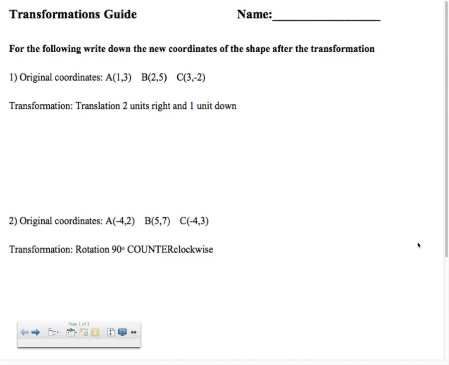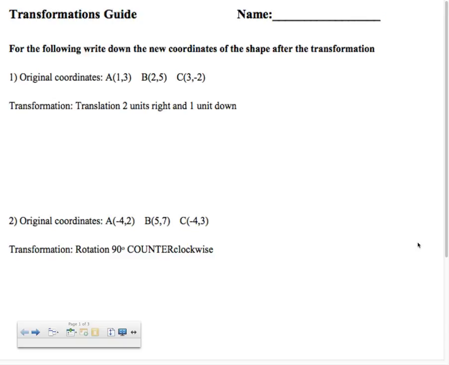So we're going to be looking at the Chapter 11 quiz guide on transformations for 7th grade. And let's go ahead and get started. So there's basically 4 different types of transformations we've done: rotations, reflections, translations, and dilations. And so the first one here says, given these 3 points, translate 2 right and 1 down.